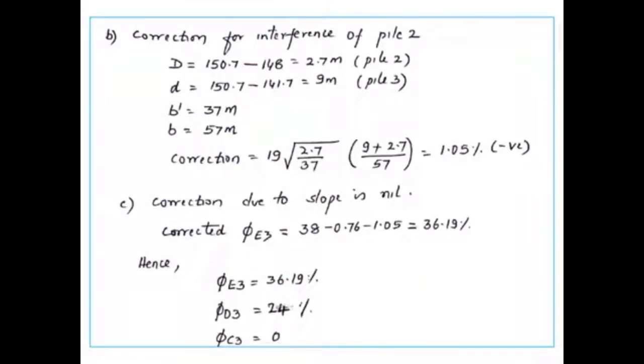Similarly, the correction for interference of pile 2, that is the intermediate pile, has to be calculated. From the depth 150.7, how much is the depth of that pile is to be known, 148. So 150.7 minus 148 is 2.7 meters, which is pile 2. And similarly, the depth of pile 3 is 9 meters. The total distance between the piles is 37, so therefore B is 57. So we get the correction as 19 into root of 2.7 by 37, which comes to about 1.05%, which is negative.